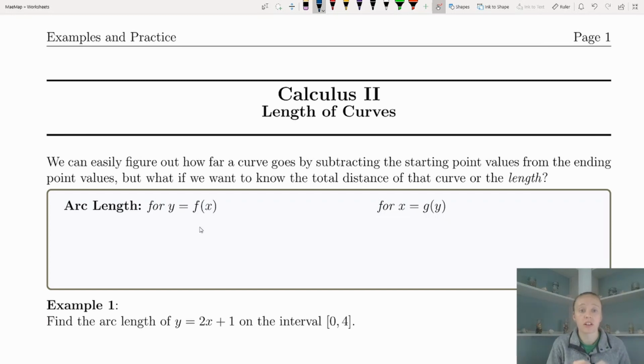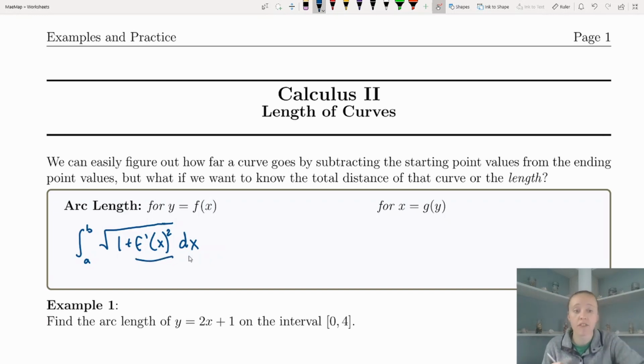If we want to know an arc length, it's going to be based on the change in y and the change in x. The formula goes from a to b, the square root of 1 plus f prime of x squared dx. For this formula, we need to know the derivative of f of x, and in order to integrate that, that derivative needs to be continuous from a to b. So from the point a, f of a, all the way to the point b, f of b, the derivative needs to be continuous in order for this definition to hold true.